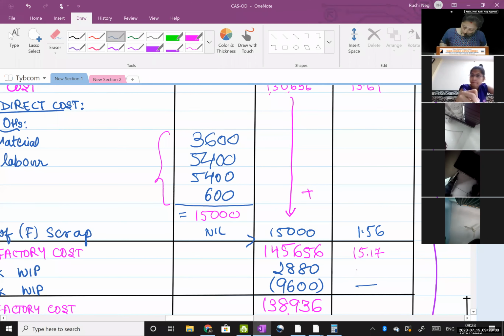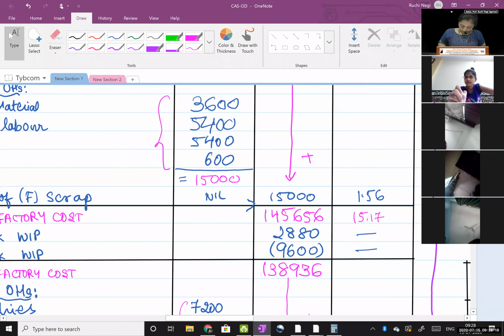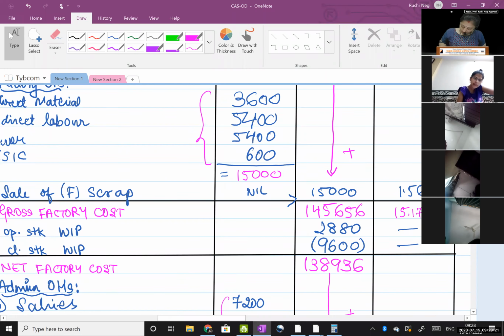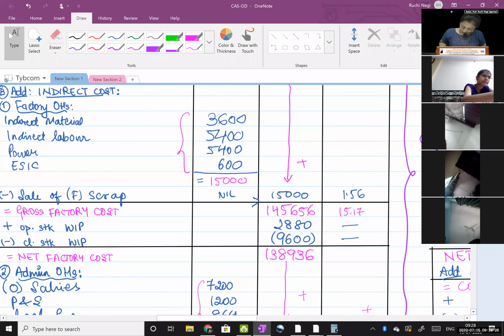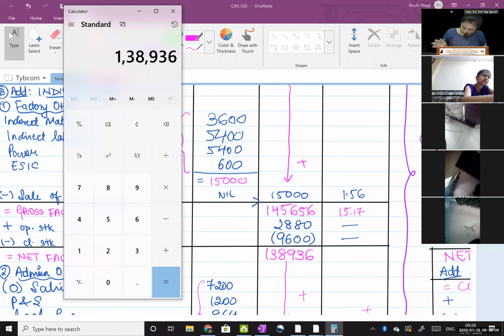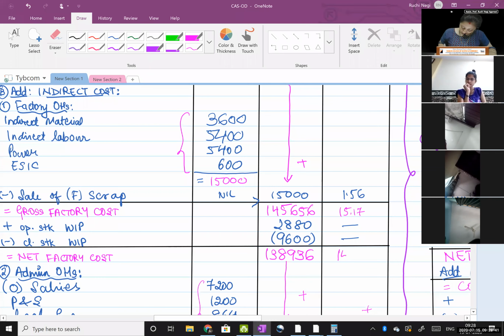And for opening stock and closing stock, any stock, don't calculate the CPU, it is not required. That will just waste your time, so we will save time. Don't do that. Then net factory cost, 1,38,936 divided by your units produced, 9,600. You have to keep doing this up to cost of production column, 14.47. So I did here 14.47. Clear?